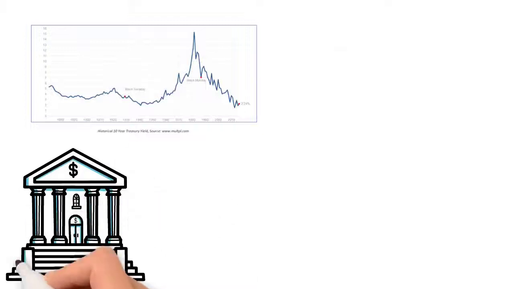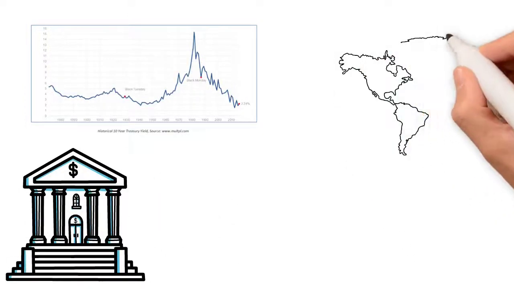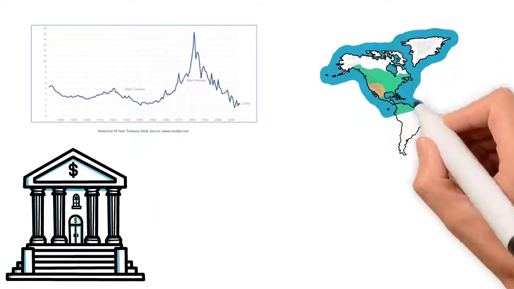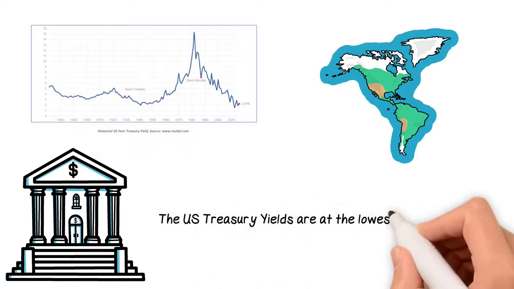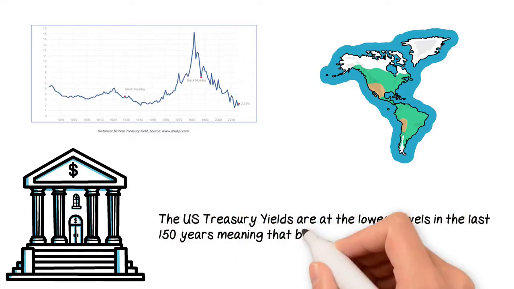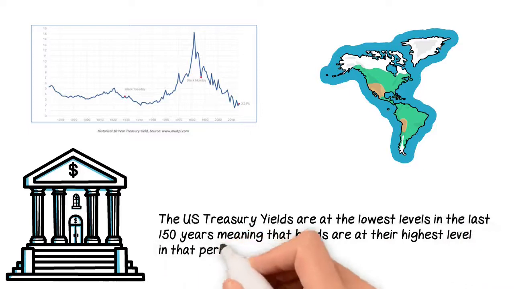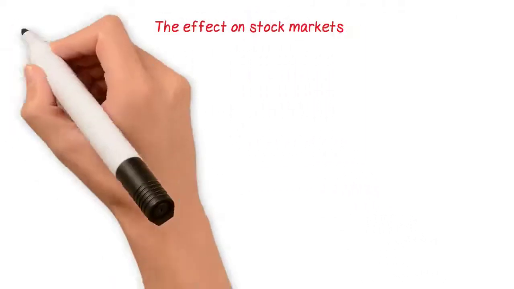The chart above shows what I meant last week by the extreme situation of the bond market. The U.S. Treasury yields are at the lowest levels in the last 150 years, meaning that bond prices are at their highest level in that period. The effect on stock markets.